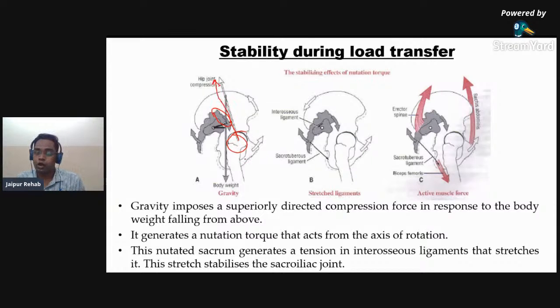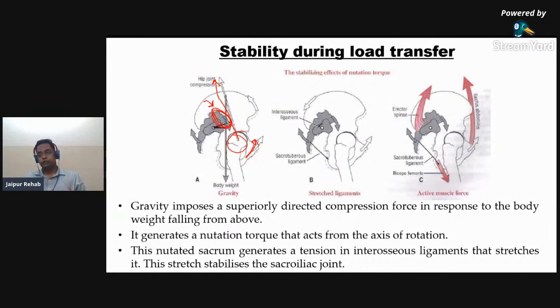This eventually causes the pelvis to rotate posteriorly, but because of its alignment anterior to the base of the sacrum, it physiologically generates a nutation torque at the sacrum, right? So both these forces are compelling the sacrum to go into nutation. Now, this excessive nutation is being controlled by the contractile tissues and non-contractile tissues also.